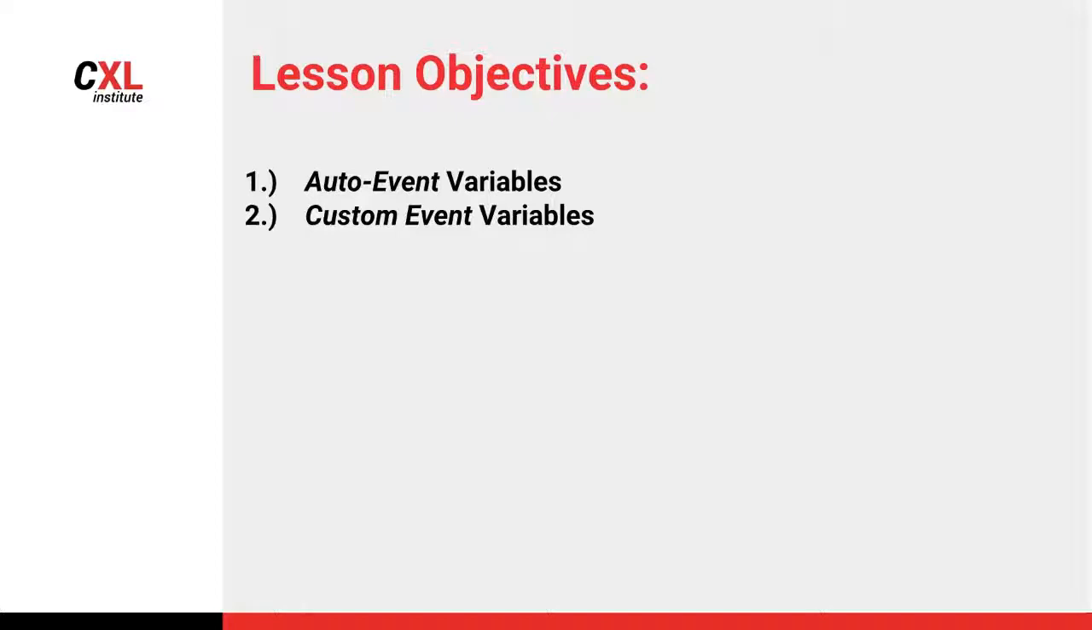The lesson objectives for today are to cover two of the event variables that you'll see back in Google Tag Manager. One is called the auto event variable. The other is the custom event variable. You will know how to use both.